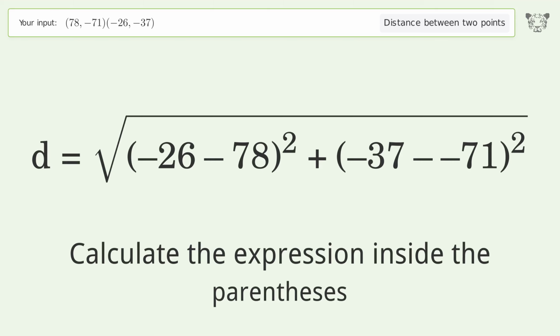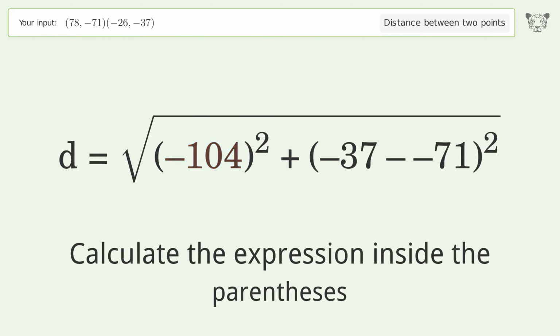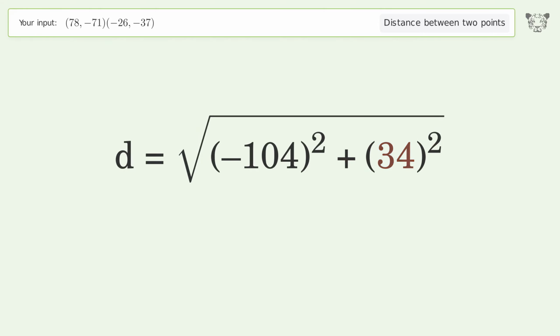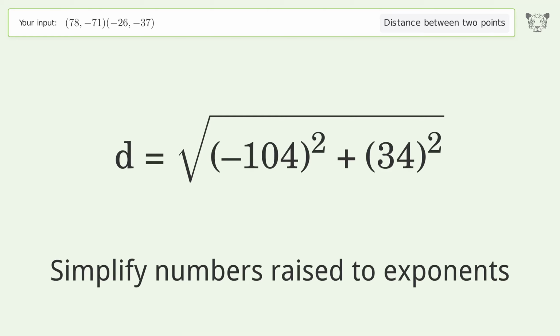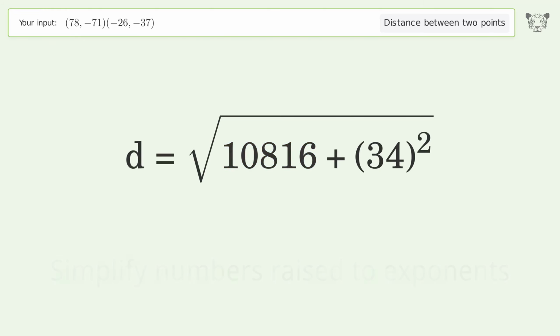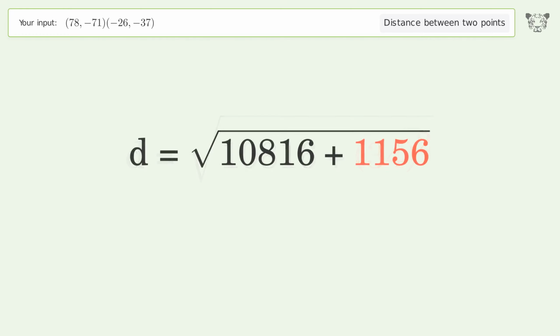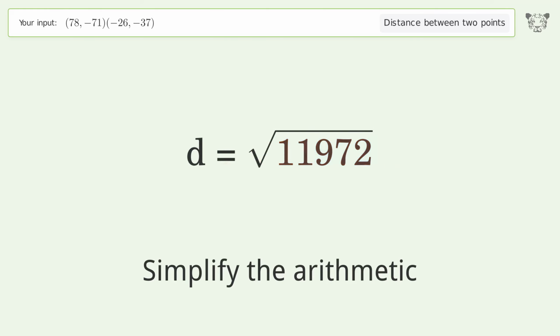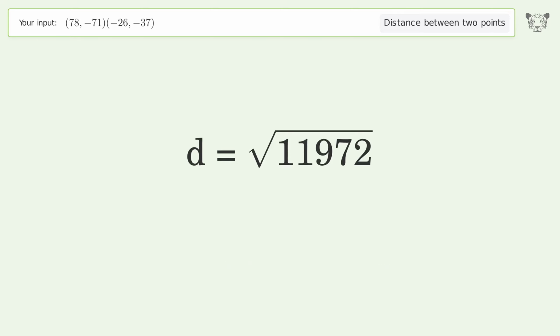Calculate the expression inside the parentheses. Simplify numbers raised to exponents. Simplify the arithmetic. And so the distance between the 2 points is the square root of 11,972, or 109.417.